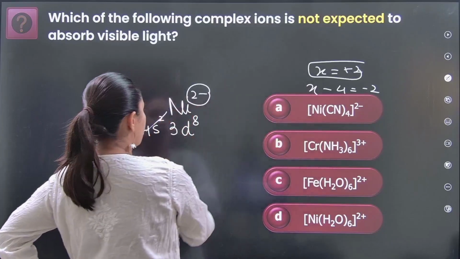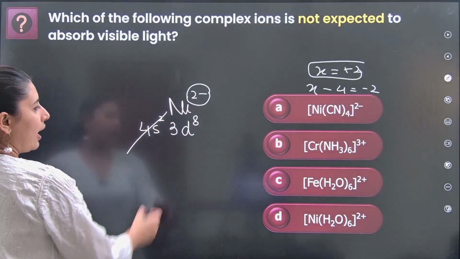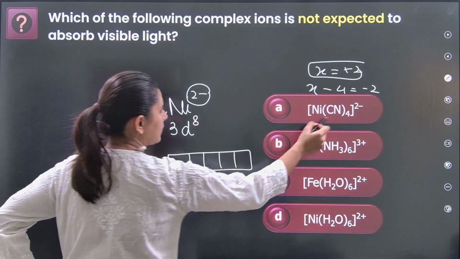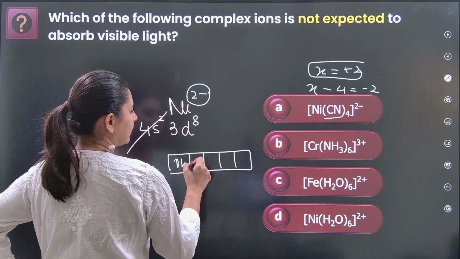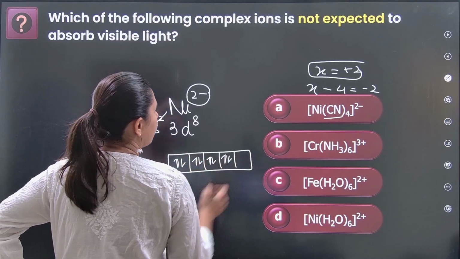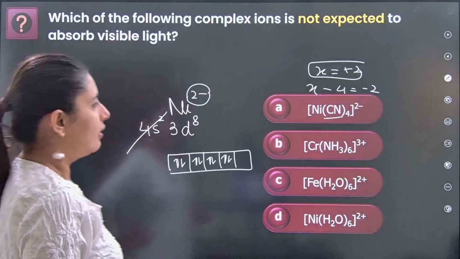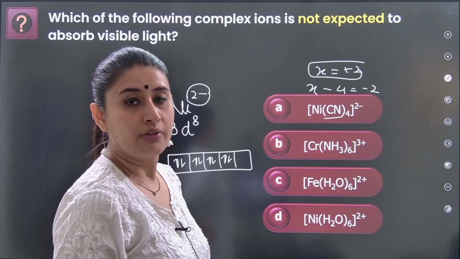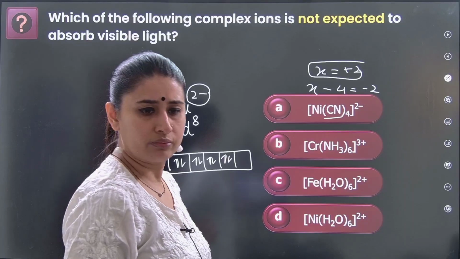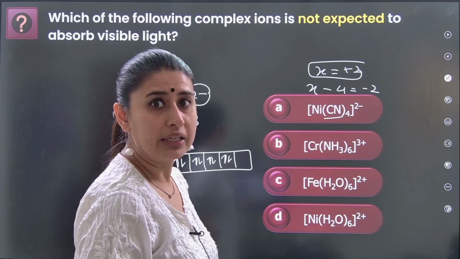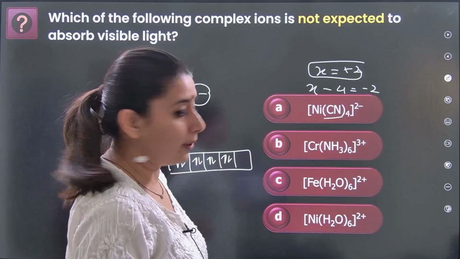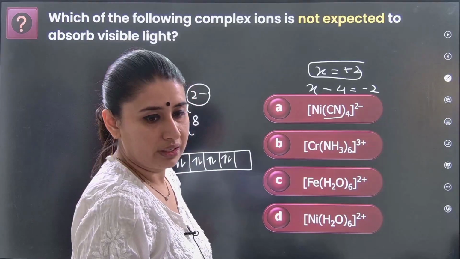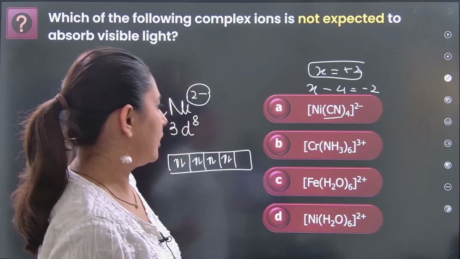So 2 electrons will go from here, and you will have the 8 electrons in what way? Because it is along with cyanide, they will be sitting in a paired manner. If they are sitting in a paired manner, will it show any kind of splitting? dd transition? Diamagnetic and colorless? Correct. Okay, so there you go.